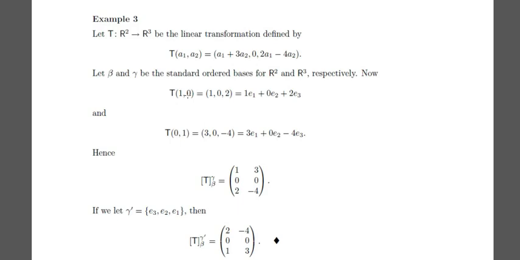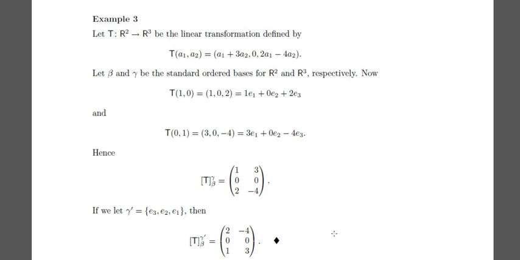So T of (1, 0) according to the map given is (1, 0, 2). So that is equal to 1 into e1 plus 0 into e2 plus 2 into e3. And similarly we calculate T of (0, 1), that will be (3, 0, minus 4). So that is equal to 3 e1 plus 0 e2 minus 4 e3. Hence the matrix of T, with beta corresponding to R2 written below and gamma above, has first column (1, 0, 2) and second column T of (0, 1), that is (3, 0, minus 4).